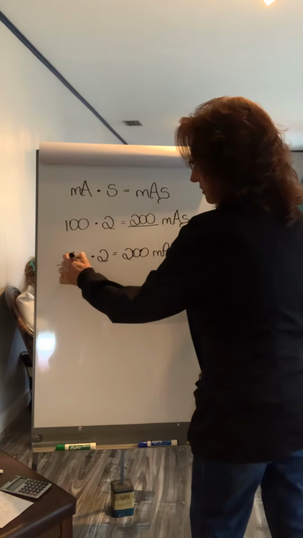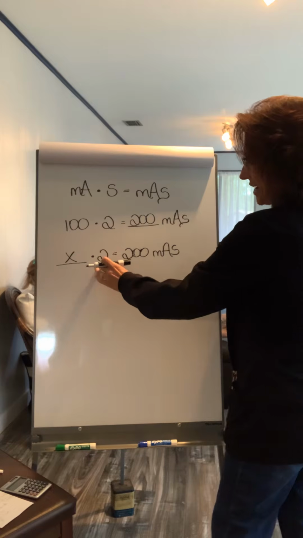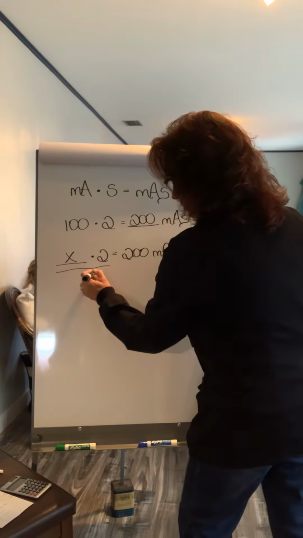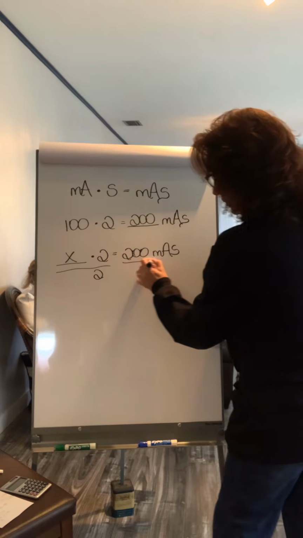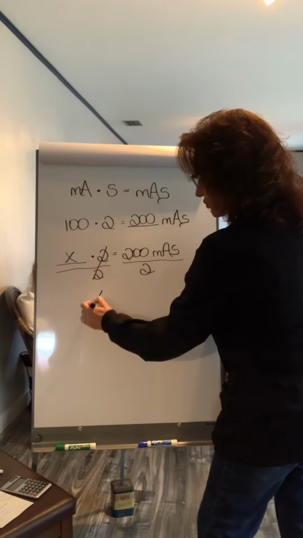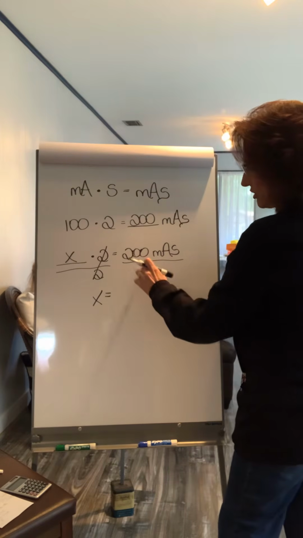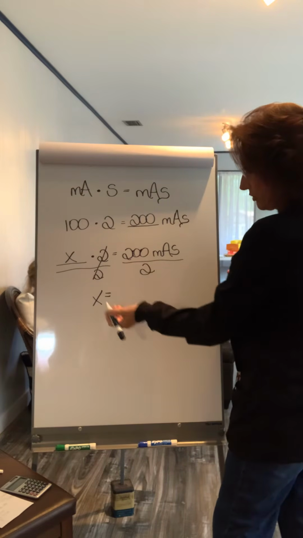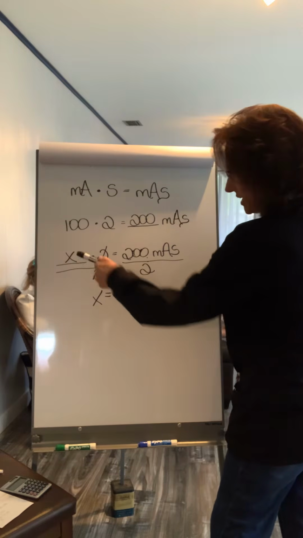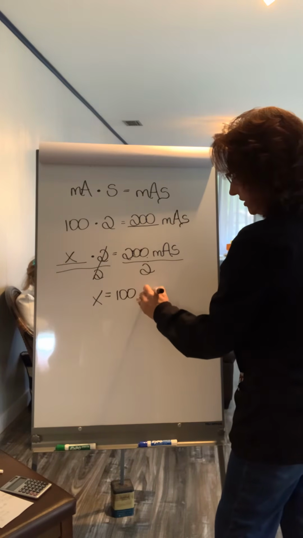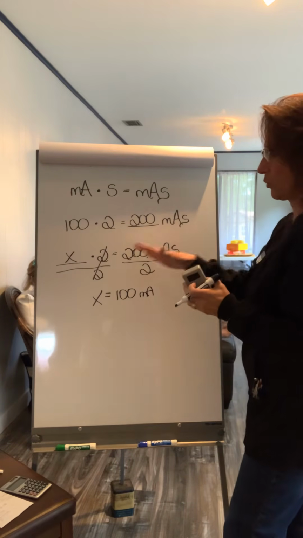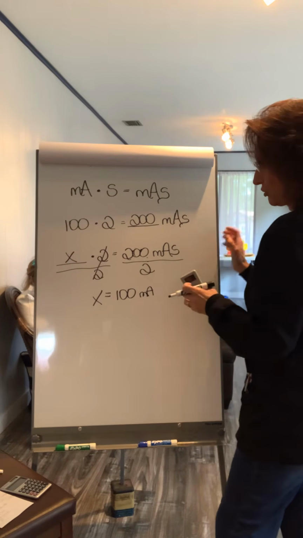The X ends up being over here, so X times 2. First thing you would do would be to divide by 2 on both sides. So when you get 2 divided by 2, that leaves you with 1x, and 2 into 200, or 200 divided by 2, gives you 100, and that variable would be 100 MA. Does that make sense? So no matter where the variable is, you're solving.